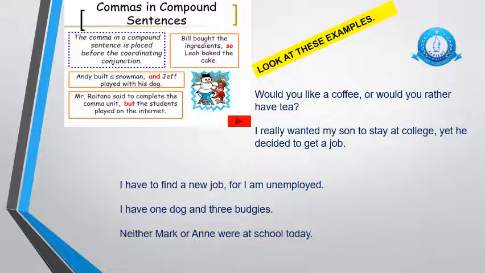Neither Mark nor Anne were at school today. Now here, "Anne were at school today." No, neither Mark. Again, no independent clauses, so we do not use a comma. I do work, but I make sure I have weekends off. Again, both of them are independent thoughts, complete sentences both ways.